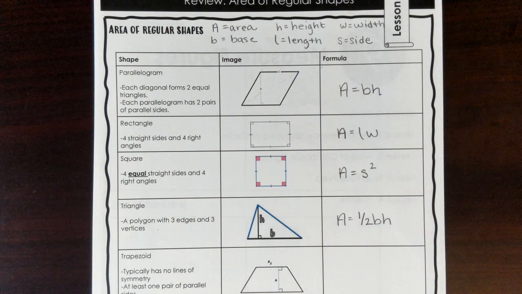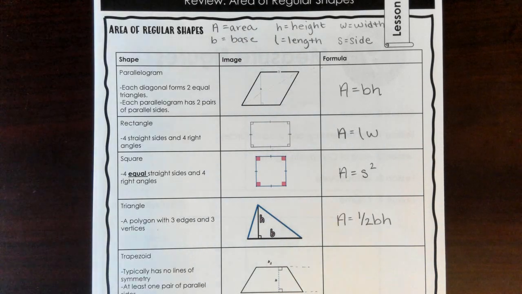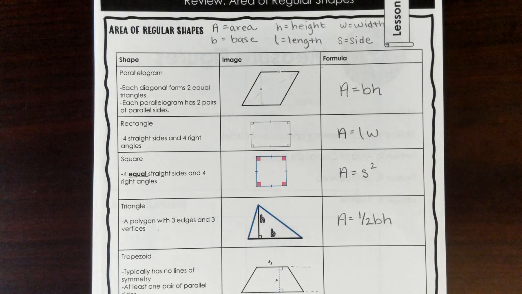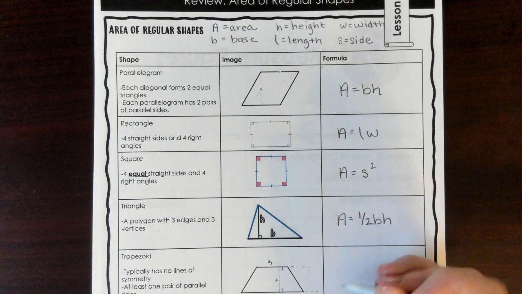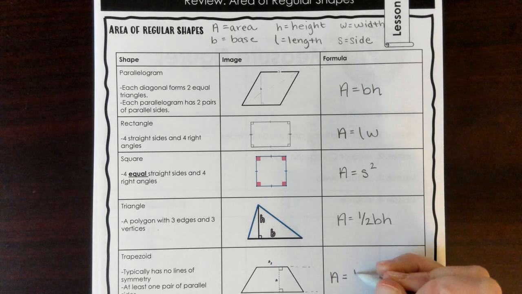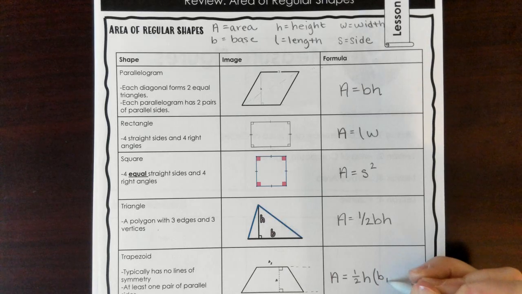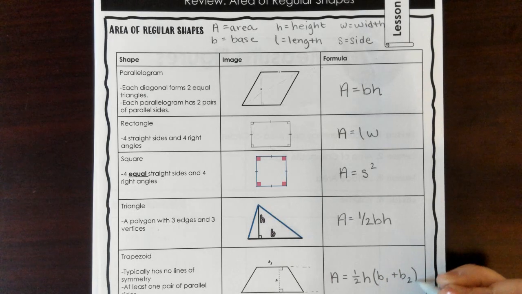A trapezoid typically has no lines of symmetry, at least 1 pair of parallel sides, and here's your parallel sides. If they extend, they will not ever touch, and the parallel sides are your bases. So the formula for this one is probably the longest, and it's 1/2 times H times the quantity of base 1 plus base 2.